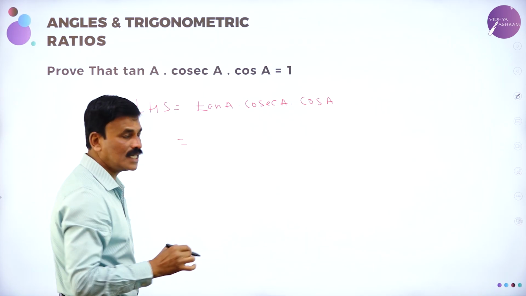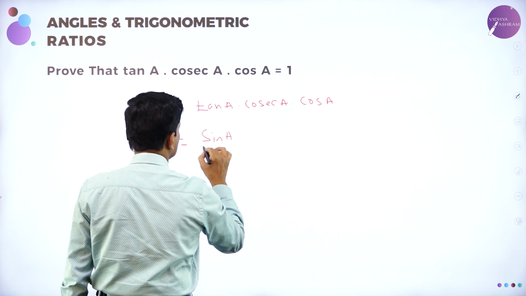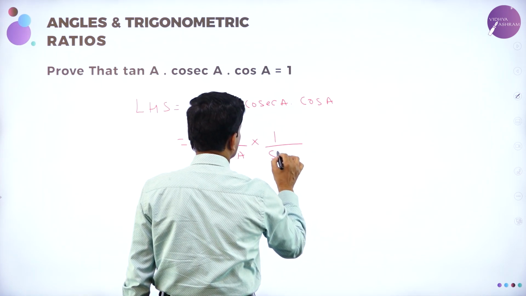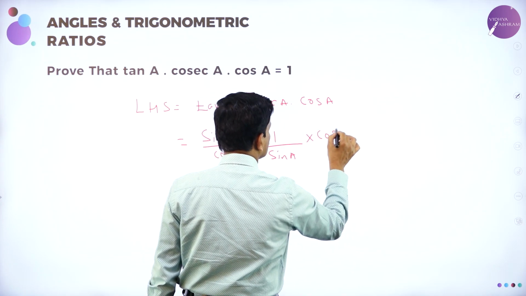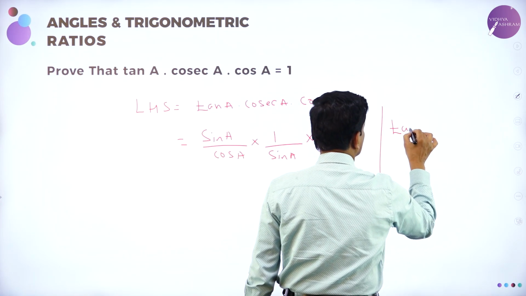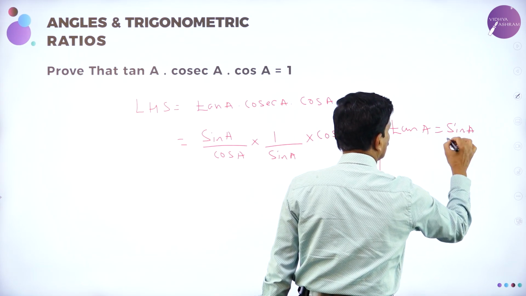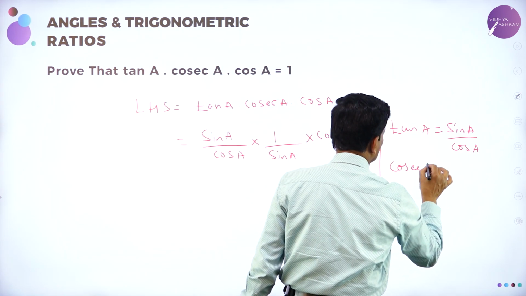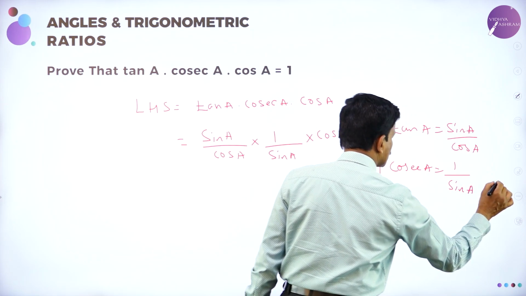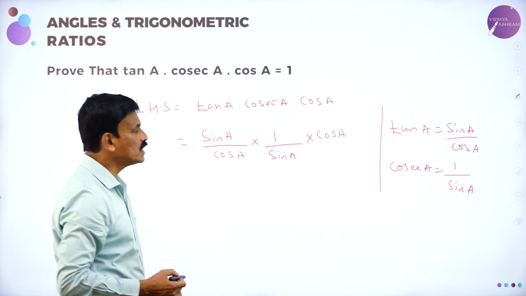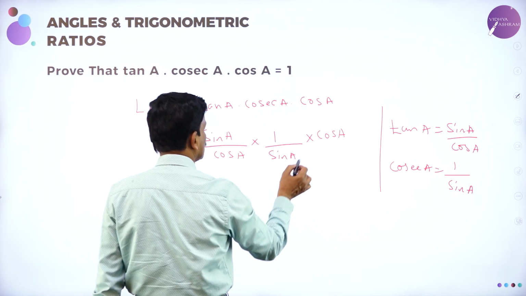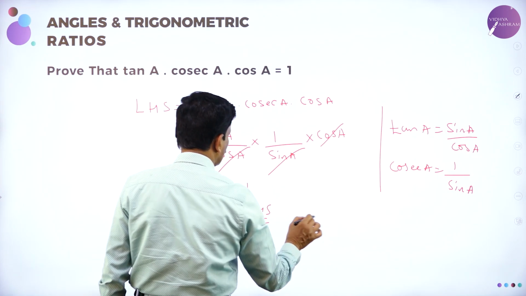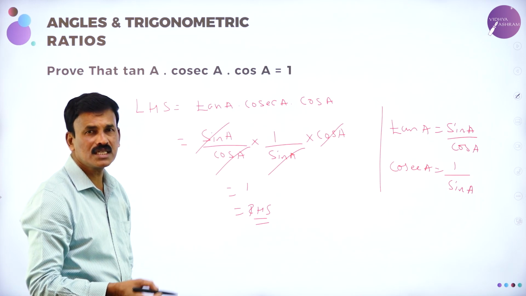Now, as usual, the quotient relation: tan A can also be written as sin A by cos A into cosecant A. Cosecant A is equal to 1 by sin A, into this cos A as it is. So tan A is equal to sin A divided by cos A, whereas the reciprocal relation for cosecant A is equal to 1 by sin A. Tan A is sin by cos, cosecant is 1 by sin, and cos A as it is. Cancel the terms: sin A and sin A get cancelled, cos A and cos A get cancelled, that's equal to 1, which is the required RHS. 1 marker question, very important and simple problem.